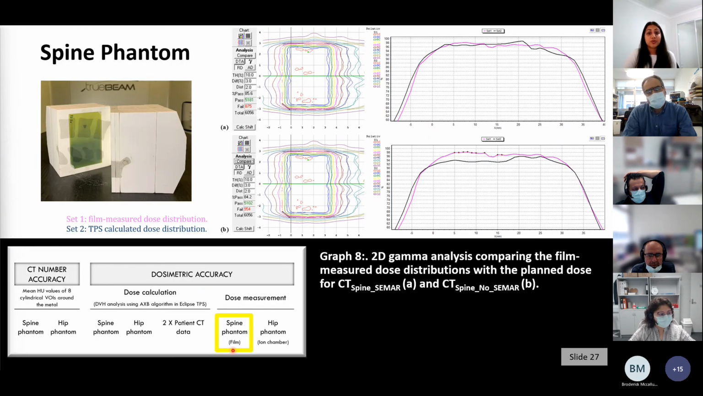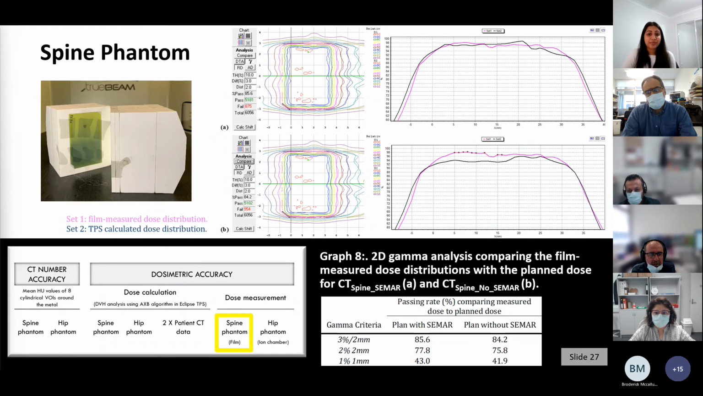So now moving on to the results of the dose measurements. For the spine phantom, dose measurement was performed using Gafchromic film and shown here. And the screenshot here is the 2D gamma analysis comparing the film measured dose distributions. And from the gamma passing rates shown here, the difference between the CT datasets was 1.4% for 3%/2 mm, and 2% for 2%/2 mm, and 1.2% for 1%/1 mm. And these results indicate an improvement in the passing rate when the SEMAR filter is applied to CT datasets with metal artifacts, as we expected.